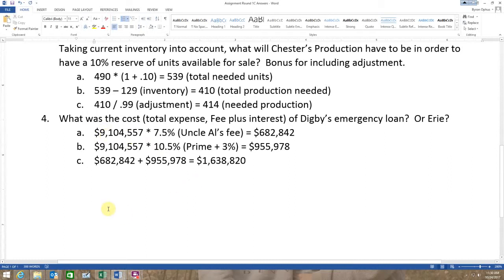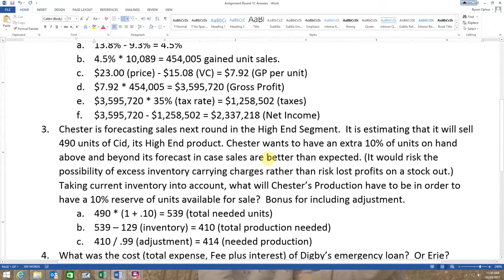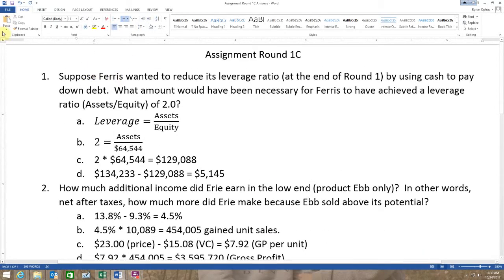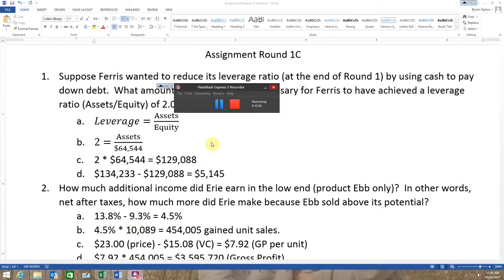So that's a lot of expense. Now, that's all tax deductible, though. That's all interest and fee, which is tax deductible. So I guess there is that. Not that I'd call that an advantage, but there you have it. So, assignment for round 1C.